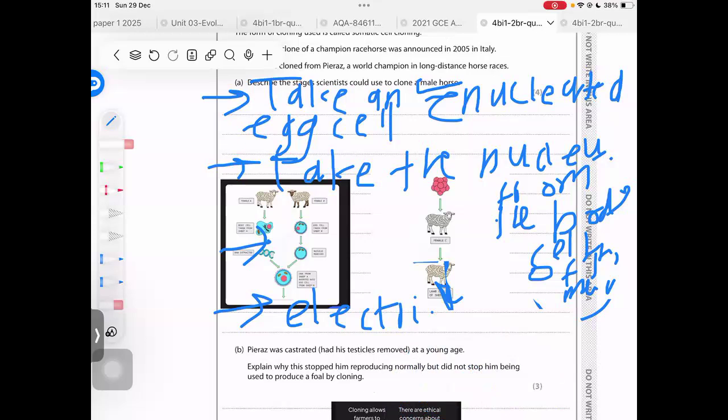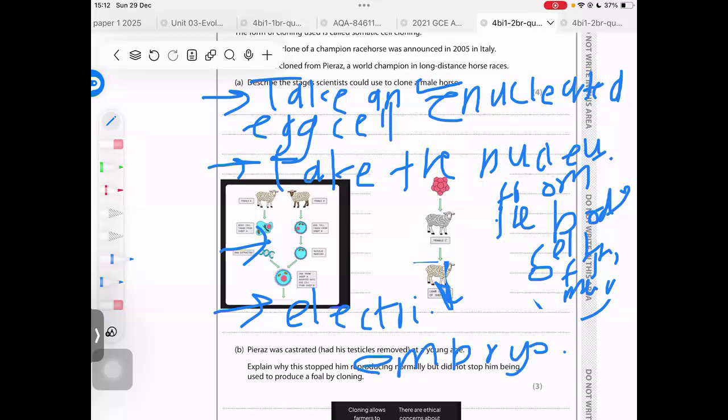An electric shock is given to stimulate the egg cell to divide by mitosis to form an embryo. For writing embryo, you get another point.